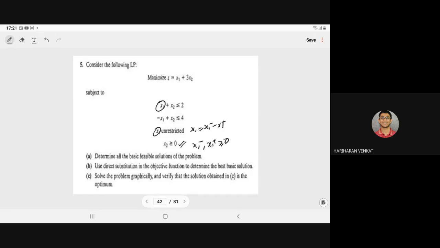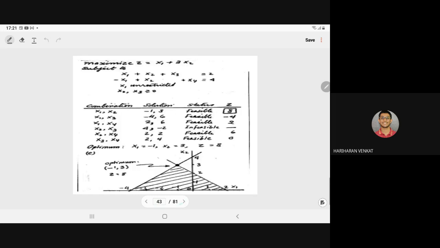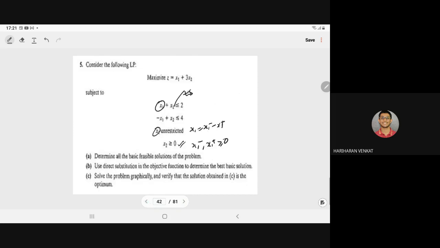Use direct substitution in the objective function to determine the best basic solution. Solve the problem graphically and verify the solution obtained in part C is the optimum. So what is the problem? Here we add the slack variable. Let us check whether we have taken x3, x4. So here we add the slack variable x3, and here we add the slack variable x4.